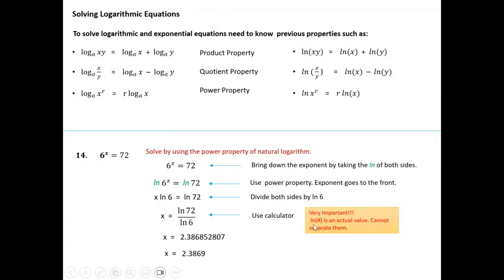Hey guys, I put here very important: the ln of a number is actually a value. You cannot separate the ln from the number. For example, here, you cannot separate the ln from the 72. This is a value. This is together. Okay, so make sure that you understand that.